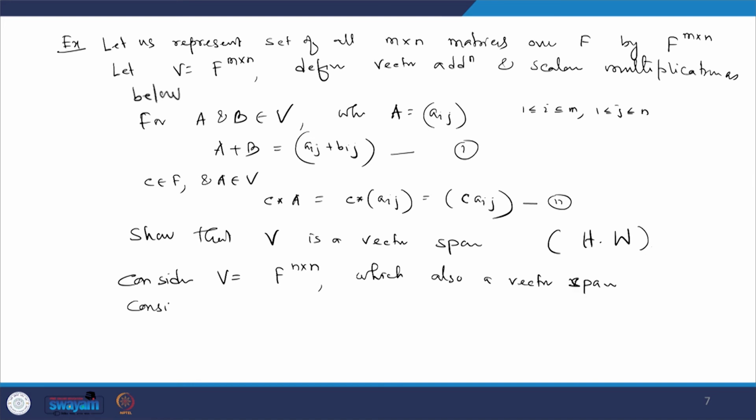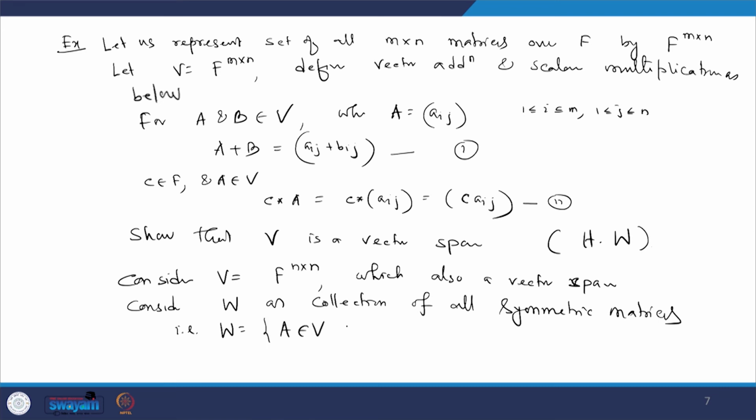Then consider W as the collection of all symmetric matrices. That is, W is the collection of all the A belonging to V such that A_ij equals A_ji for 1 less than or equal to i less than or equal to n and 1 less than or equal to j less than or equal to n, please. Okay.